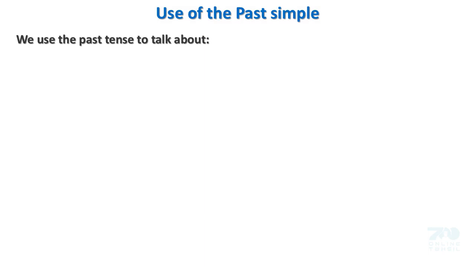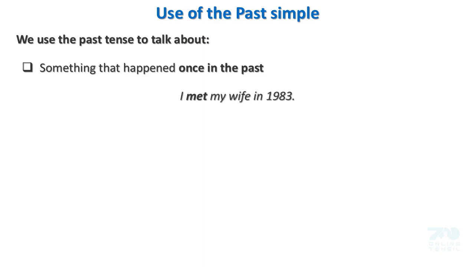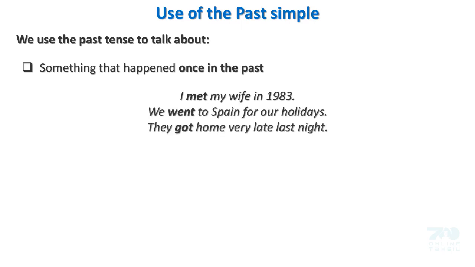We use the past tense to talk about something that happened once in the past. I met my wife in 1983. We went to Spain for our holidays. They got home very late last night.